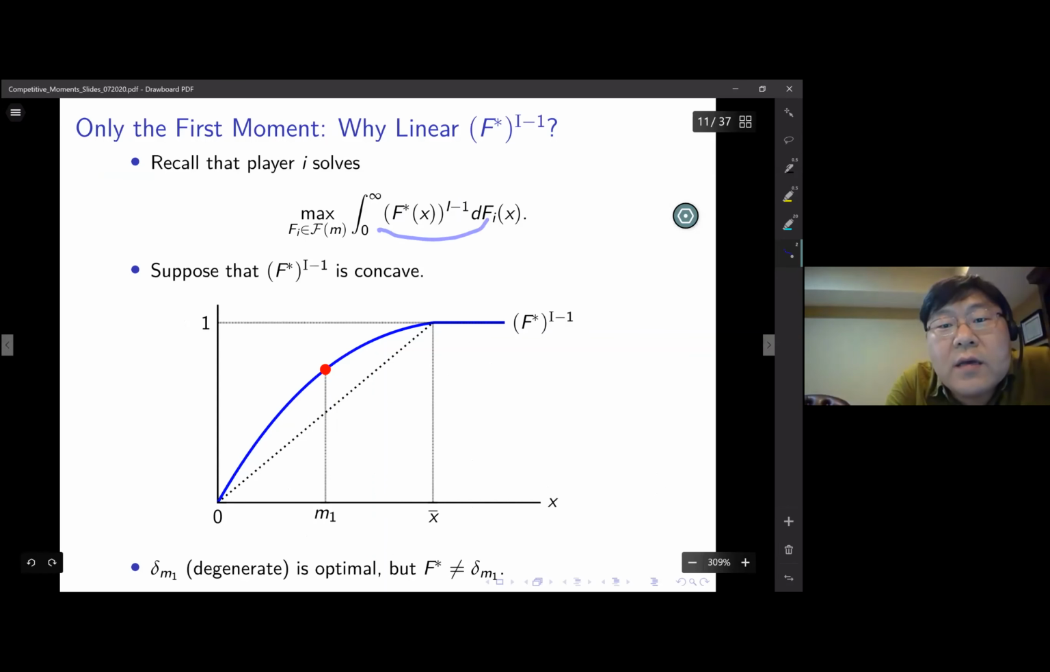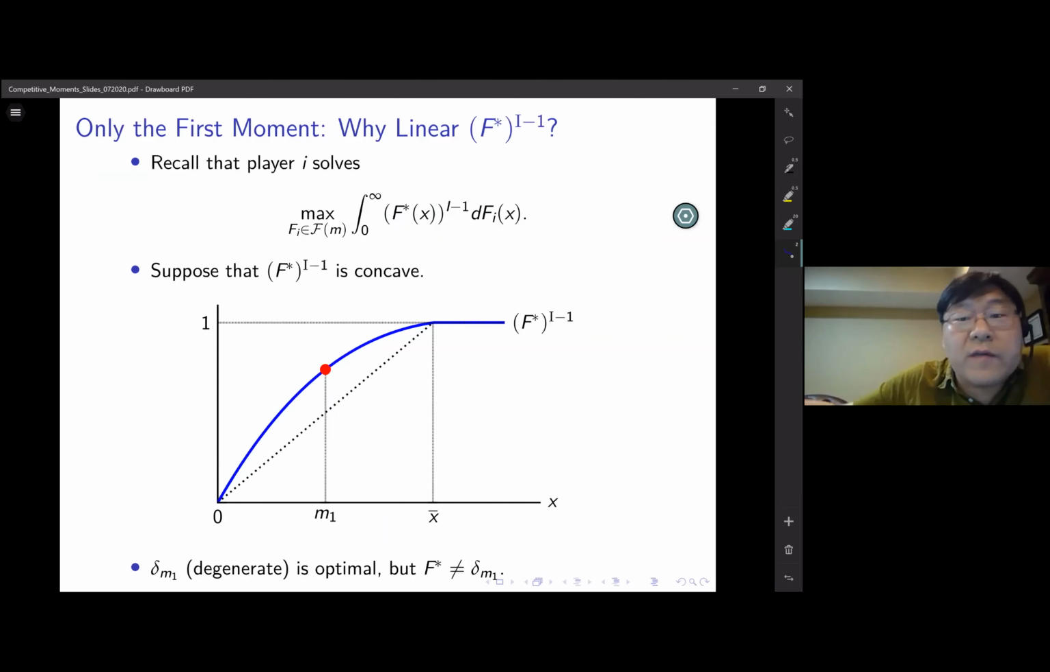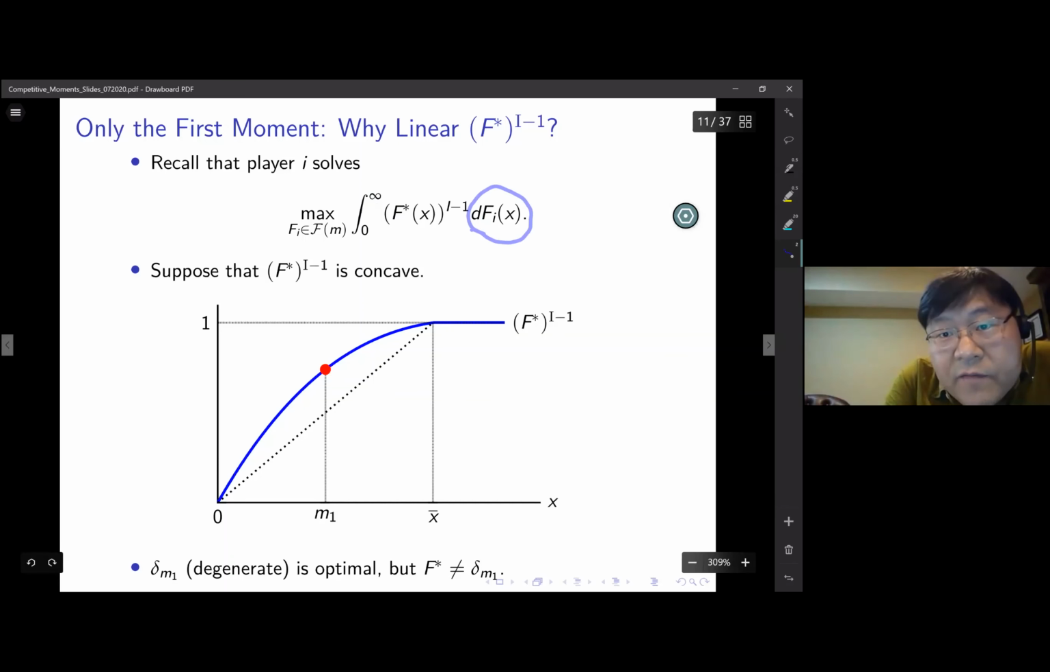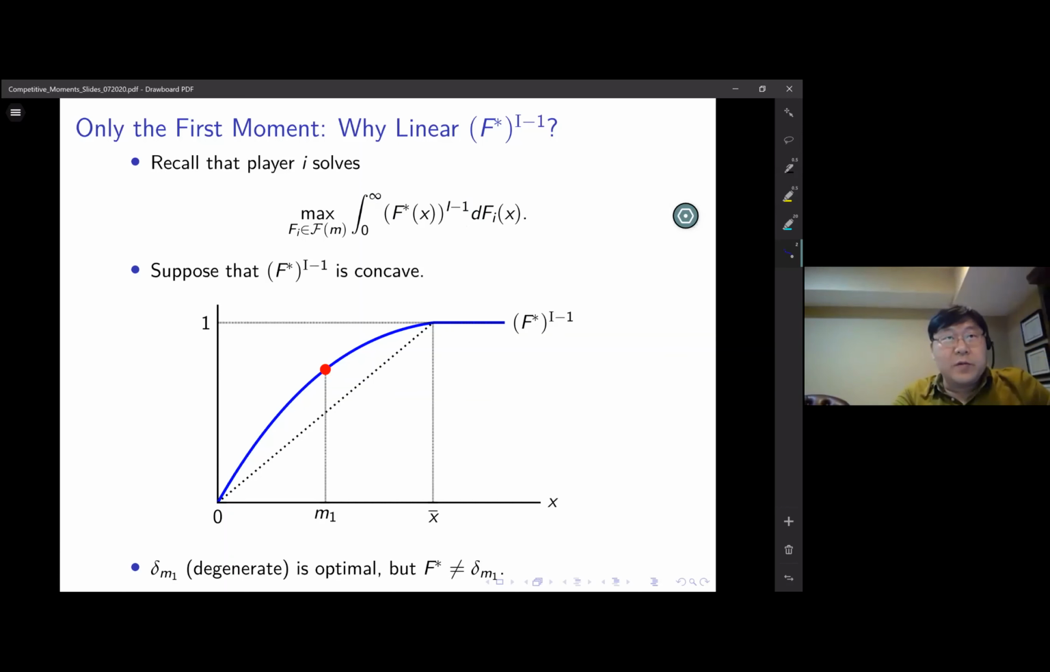So this was the probability that all other players' realizations are less than x, conditional on the event that all of them use f star. So notice that this f star to the I minus 1 essentially plays the role of the value function to each individual player. Okay. Now, the distribution you are choosing is this F_i. Now suppose that this f star to the I minus 1 is strictly concave. So this is a figure over its support. So it's concave.